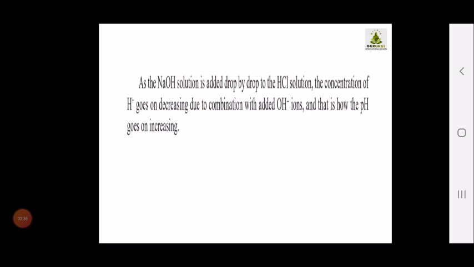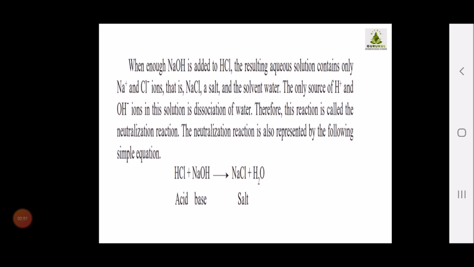Okay, so as the NaOH solution is added drop by drop to the HCl solution, the concentration of H+ ions goes on decreasing due to combination with OH- ions, and this is how the pH goes on increasing. So when enough NaOH is added to the HCl solution, the resulting aqueous solution contains only Na+ and Cl- ions, that is NaCl, a salt, and the solvent is water.